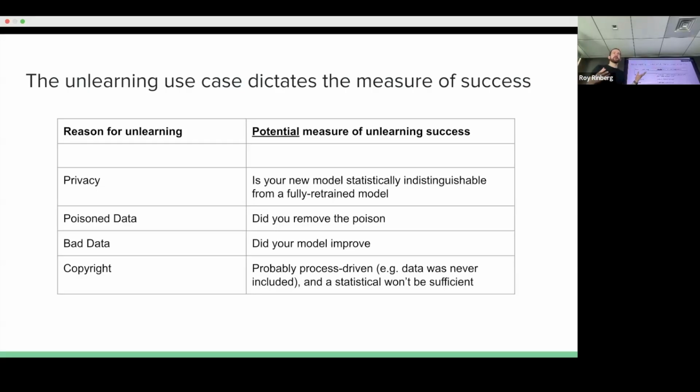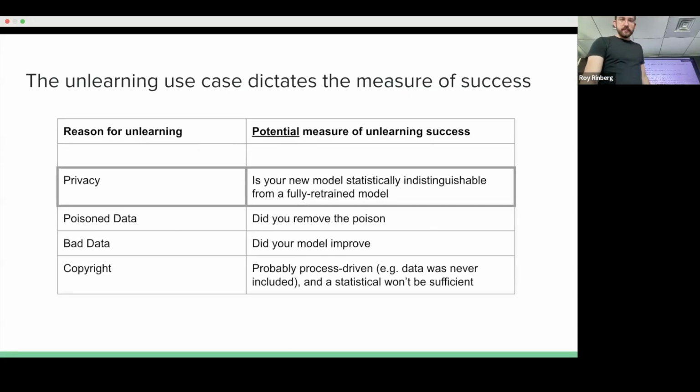And copyrighted, I think this is fundamentally a legal question. This is an opinion, but I think this generally is a process-driven question. Lawyers most likely will not accept a statistical guarantee or a statistical empirical measure, and will probably just say, was this data ever in the data set? But that's an opinion. Don't take that too seriously on that last one. We're going to focus on this privacy thing, but they're all related. And if you want me to talk about something, please interrupt.